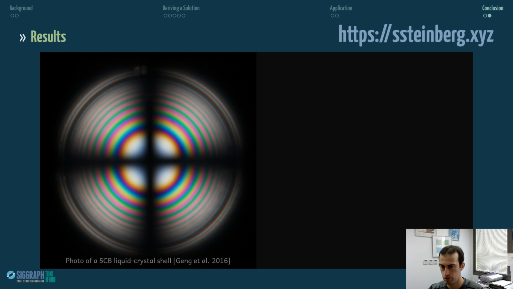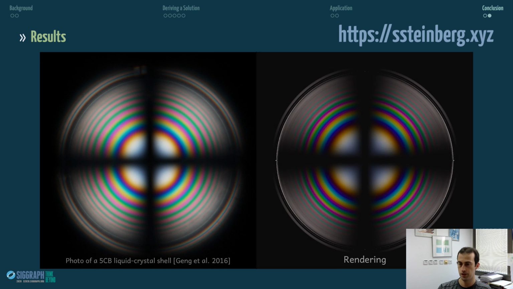Okay, let me conclude by demonstrating to you the actual accuracy of the presented framework. On the left, we have a microscopic photo of a liquid crystal shell viewed under crossed polarizers. And this was taken by Professor Lagerwerf's team at the University of Luxembourg. And on the right is a rendered image of the same liquid crystal shell.